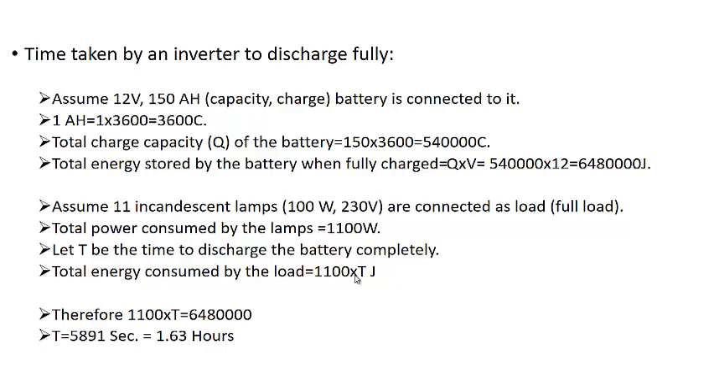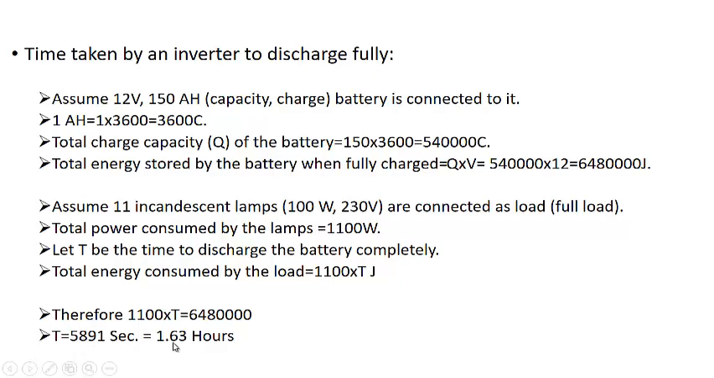The law of energy conservation says that the total energy stored in the battery has to be supplied to these bulbs, so they will convert it to light and heat energy. So that means 1100 T is equal to 648,000. So T will come out to be 5891 seconds, which comes out to 1.63 hours.